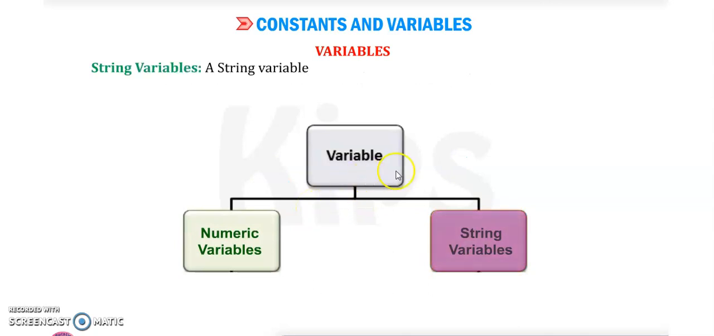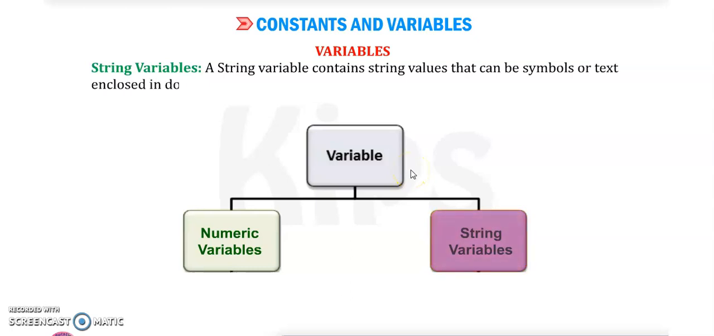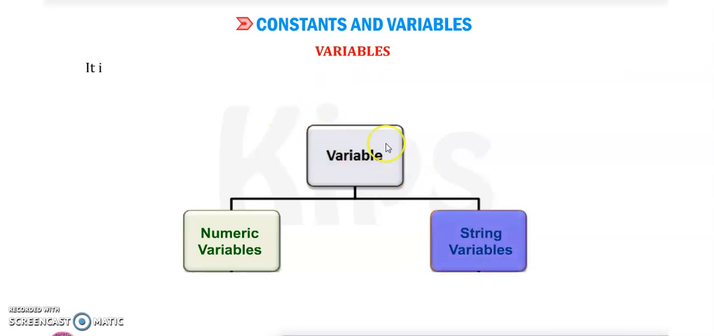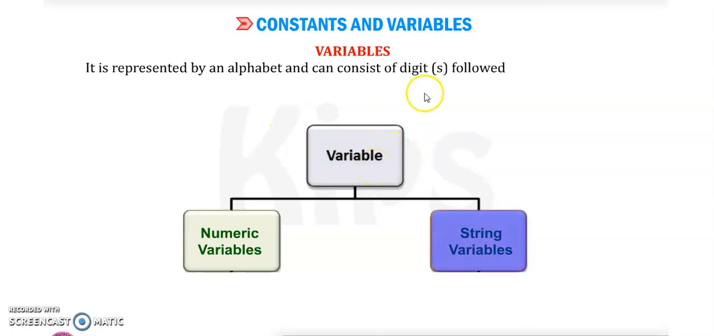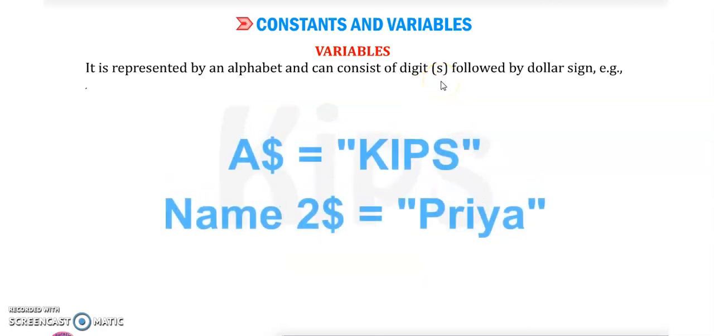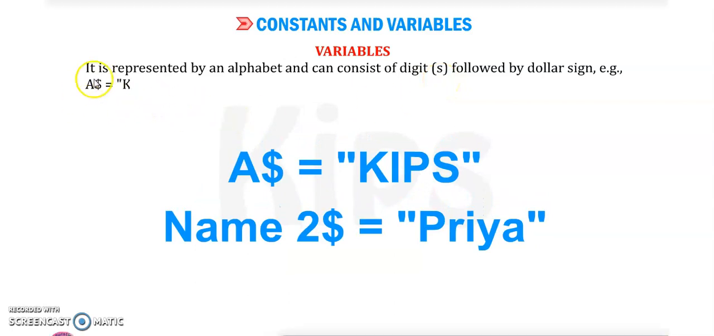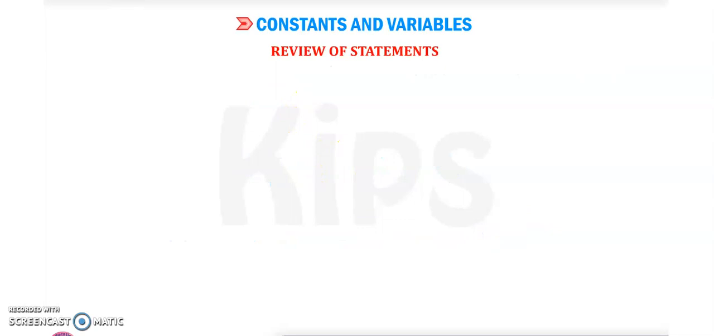Next is string variable. A string variable contains string values that can be symbols or text enclosed in double quotes. It is represented by an alphabet and can consist of digits, followed by the $ sign, like this: A$ = "kips" and name$ = "Priya".